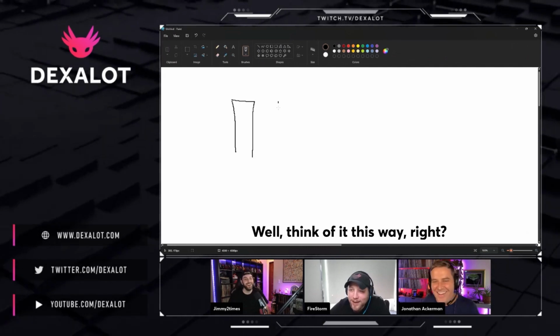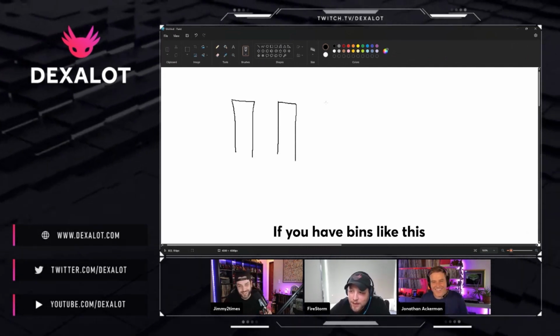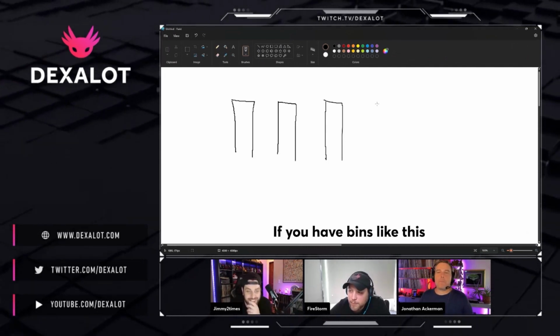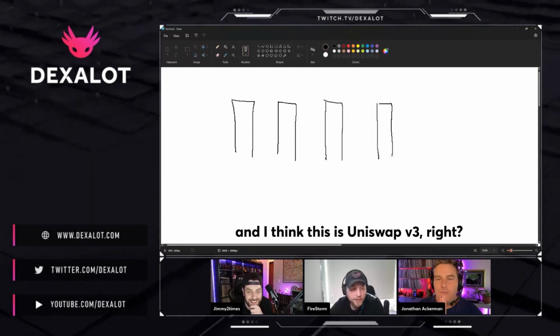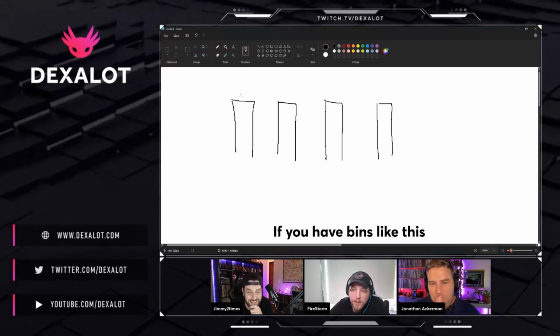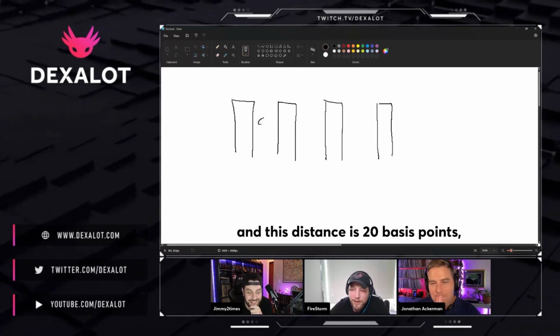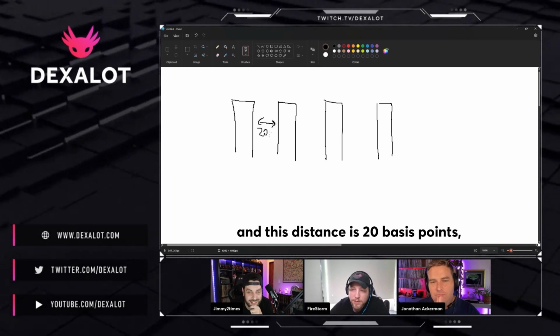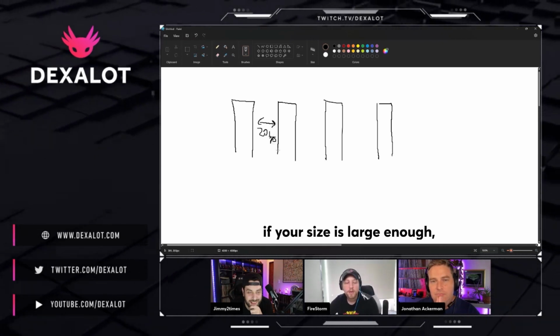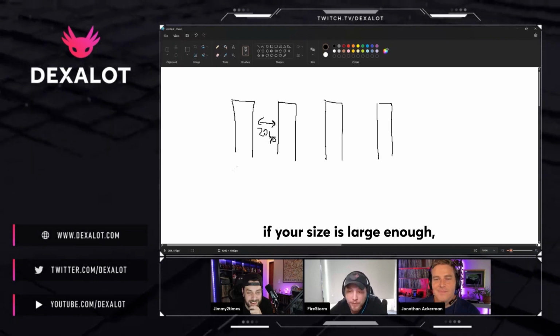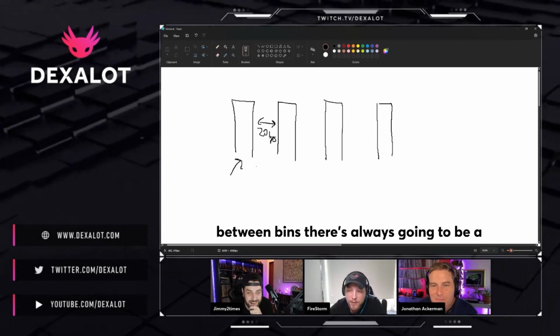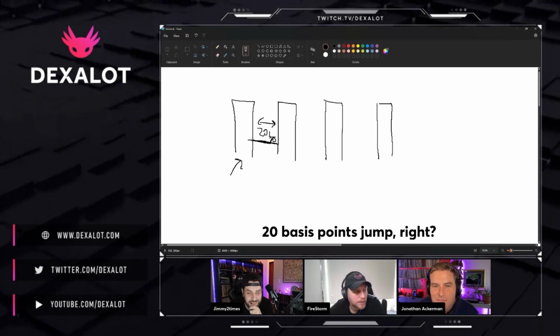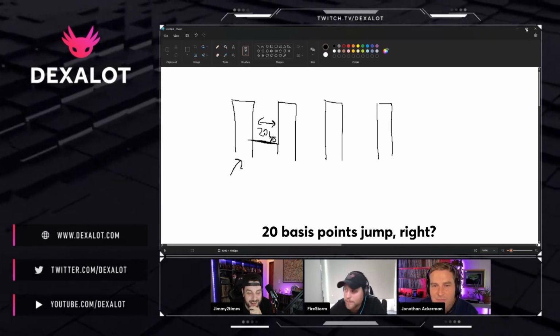So think of it this way. If you have bins like this, and I think this is Uniswap V3, and this distance is 20 basis points, if your size is large enough, between bins there's always going to be a 20 basis points jump.